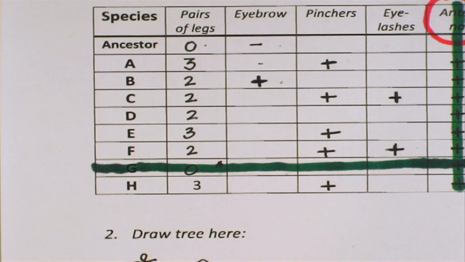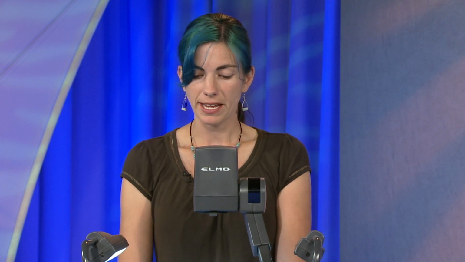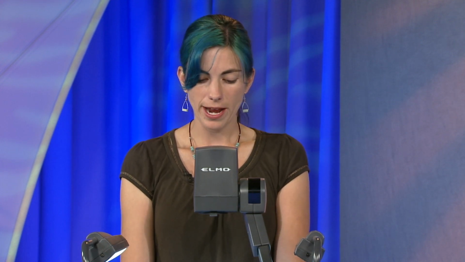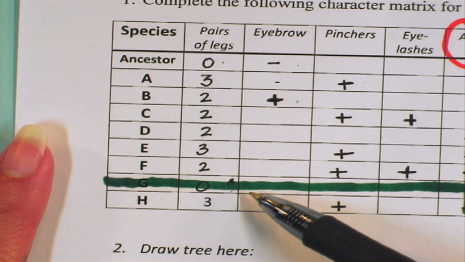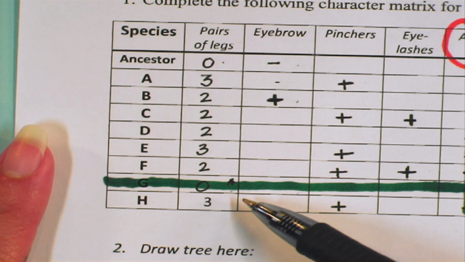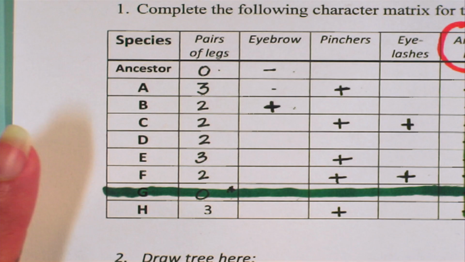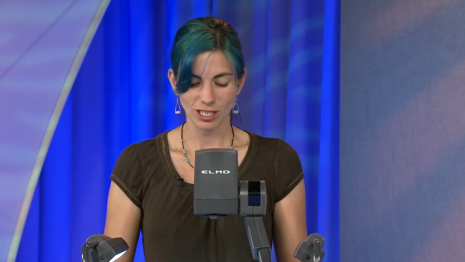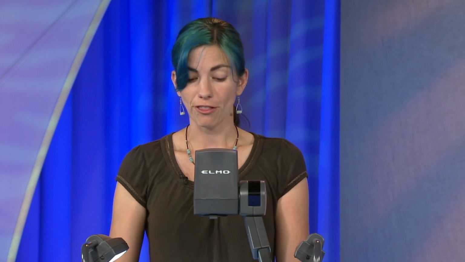Okay, the next thing that we're going to do is take a look at another character that might be different from the ancestor. And of course, now I see pairs of legs is showing up, where every single organism left in my table is going to have 2 or more pairs of legs. Now, you notice some of them have 2 and some of them have 3. I'm going to make a guess here and say that 2 pairs of legs came up before 3, usually because the more you have of something, the more recently evolved it is. So I would guess that 2 is going to be derived a little bit earlier than 3 is.